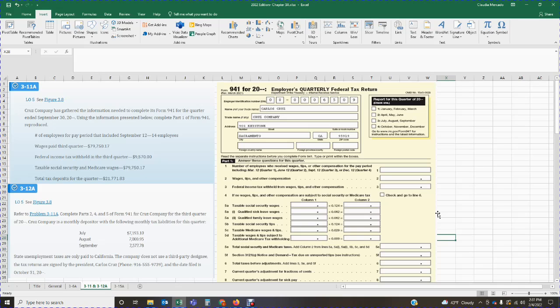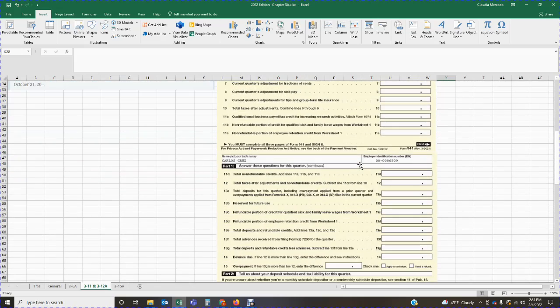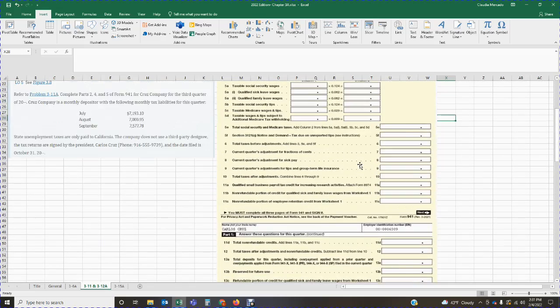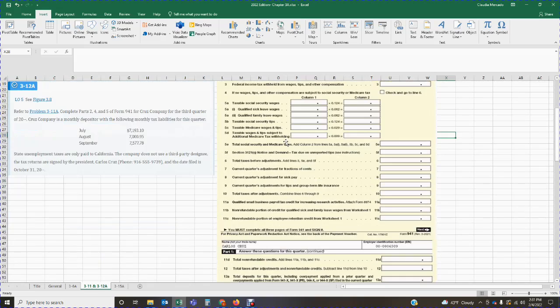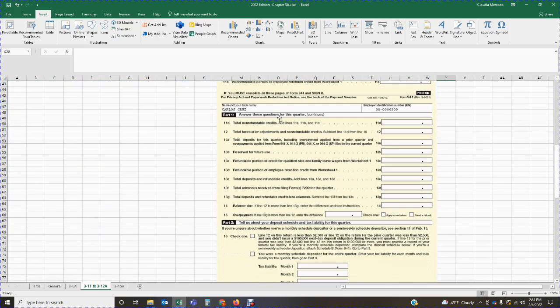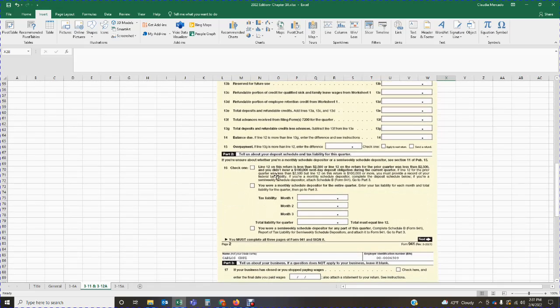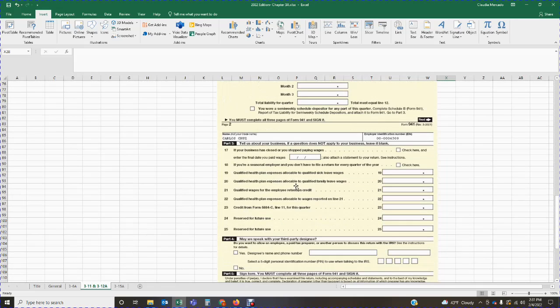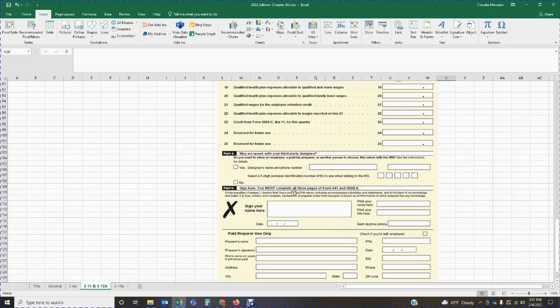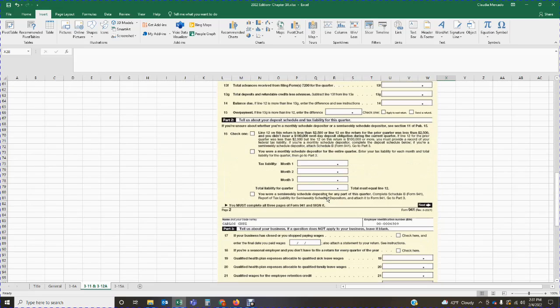The first thing that we have to do is on the top part we have the employer's information. We've got all of the employer's information, and then we have part 1, and then part 1 continues. It has 15 line items. Then we have part 2, and then we have part 3, part 4, and part 5. So this is the complete 941.